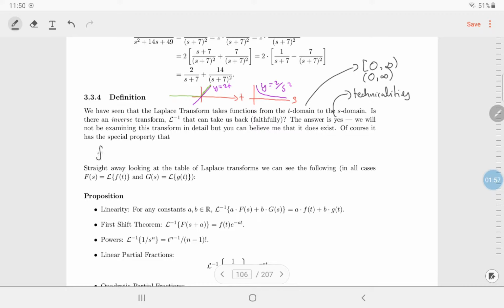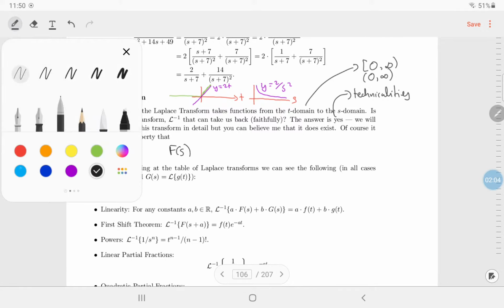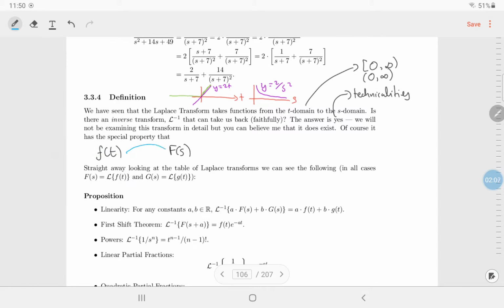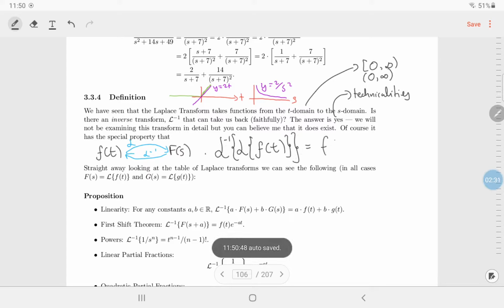So if you take some function of t and you find the Laplace transform of it, it doesn't really matter what color we use. So if that's the Laplace transform, except for the technicalities we were talking about above, the inverse Laplace transform sends it back. So another way to write that is, if you start with a function and do the Laplace transform, and then do the inverse Laplace transform, you get back to where you started.